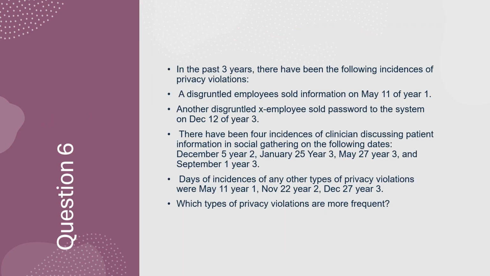So for question 6, it's asking, in the past 3 years, there have been the following incidences of privacy violations. A disgruntled employee sold information on May 11th of year 1. Another disgruntled employee sold password to the system on December 12th of year 3. There were 4 instances of clinician discussing patient information in social gathering on December 5th, year 2, January 25th, year 3, May 27th, year 3, and September 1st, year 3. Days of incidences of other types of privacy violations were on May 11th, year 1, November 22nd, year 2, and December 27th, year 3. And it's asking which type of privacy violations are more frequent.